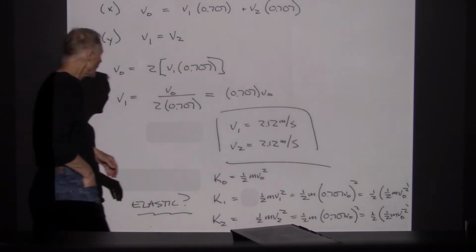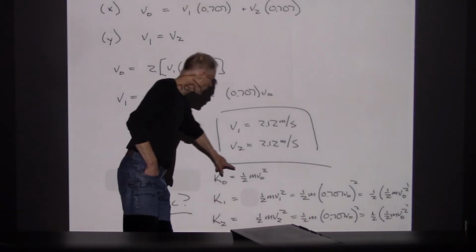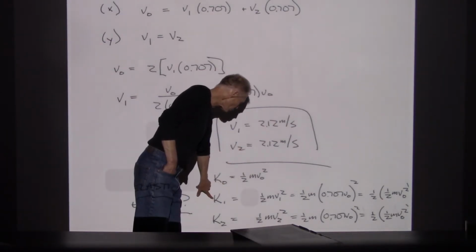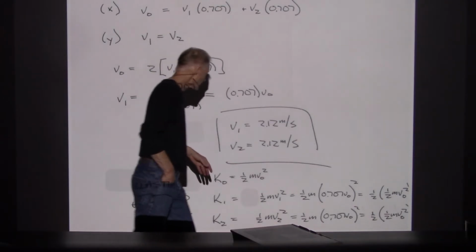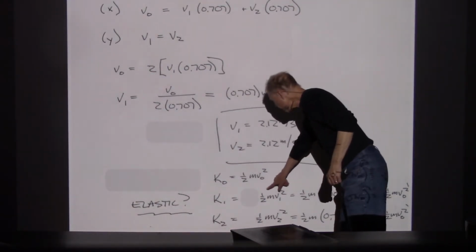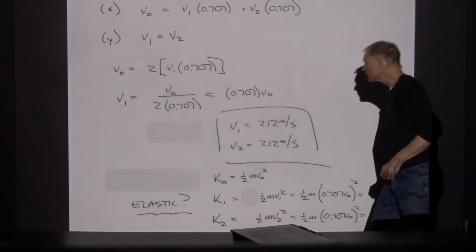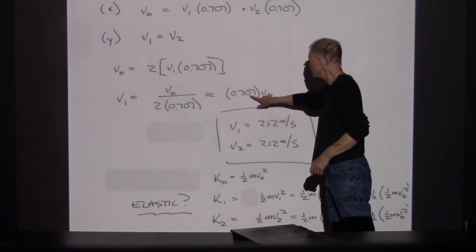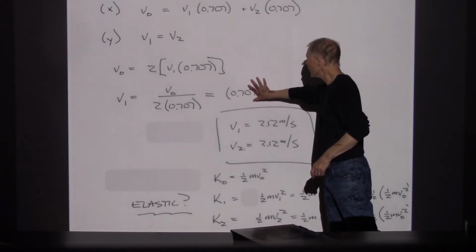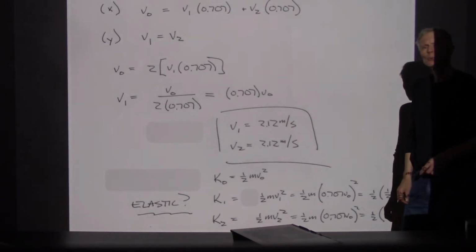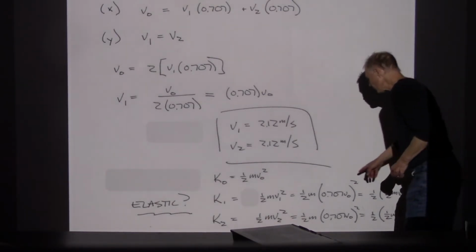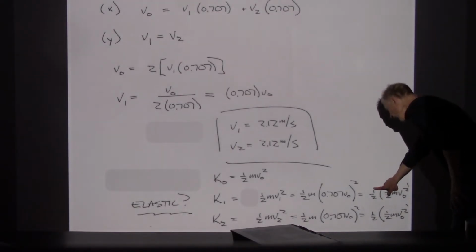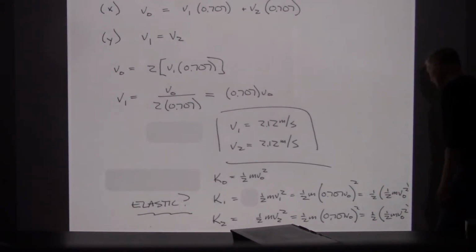Let's try it. The initial kinetic energy we have is 1/2 m v0 squared. The kinetic energy of object 1 after the collision is going to be given by 1/2 m v1 squared. Now we found out that v1 is equal to 0.707 times V0. That number right there is the square root of 2 over 2. And so if I plug that in and square it, I'm getting 1/2 times 1/2 m V0 squared.